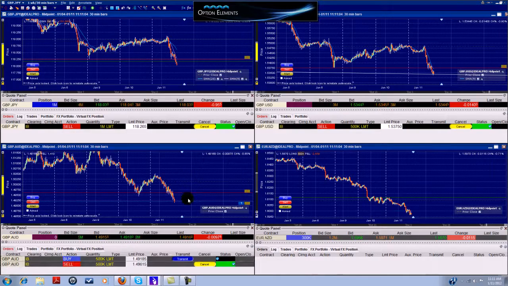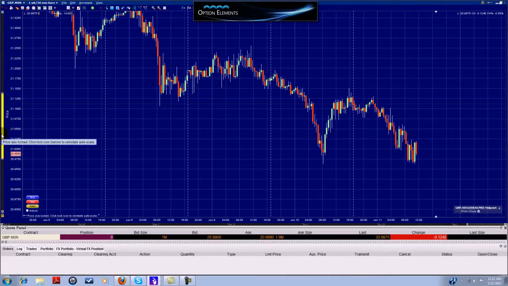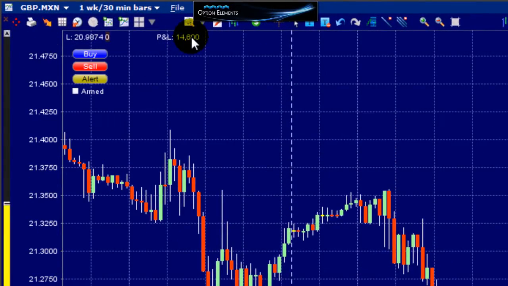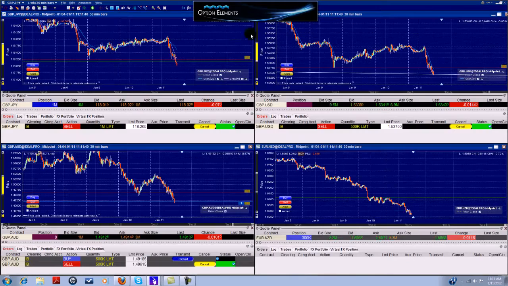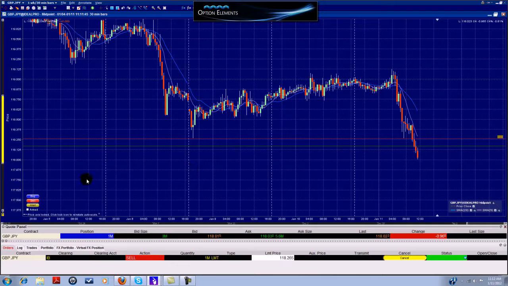Let's recap. We've had one trade in the British pound Australian dollar right here. Made 1,400 on it. We had our Mexican peso trade, which we just closed, and we made 14,600 pesos on that, and that's approximately $600 profit US.